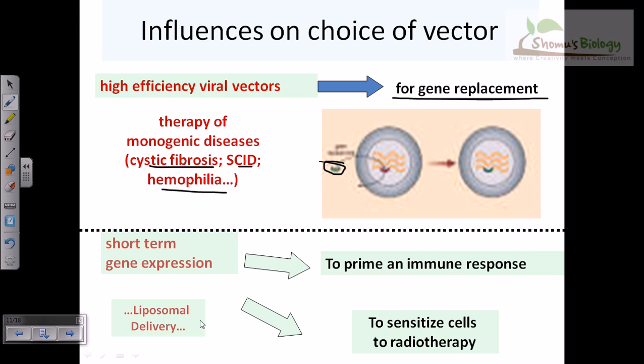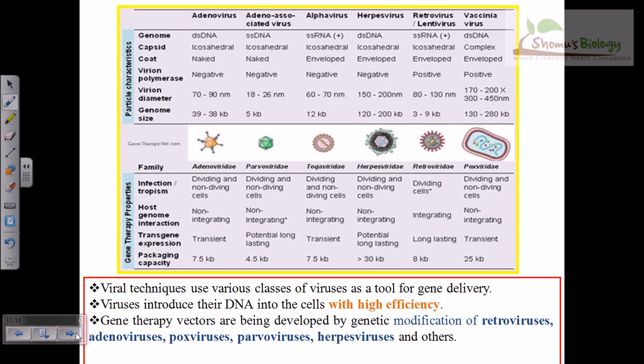Okay, because in those cases if it is sensitized to radiotherapy, like sometimes cancer cells, we must rely on the liposomal delivery. In those cases we cannot utilize the viral vectors, because viral vectors are supposed to be very much effective in case of monogenic diseases, but in case of polygenic diseases like cancer, liposomal delivery is much more effective.